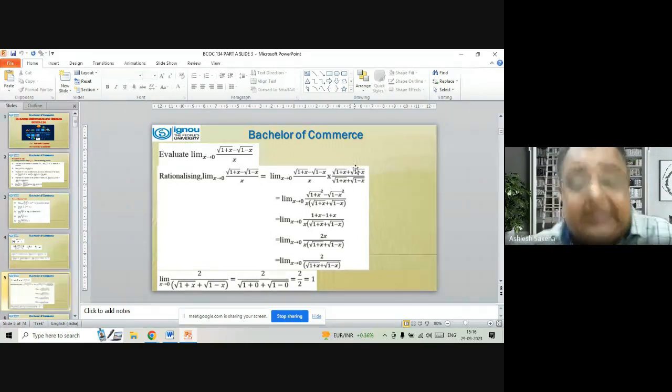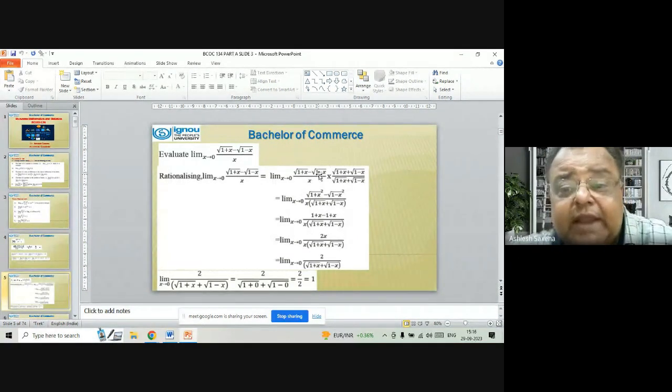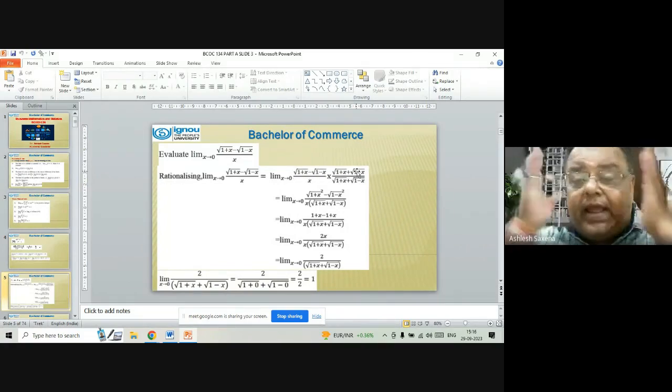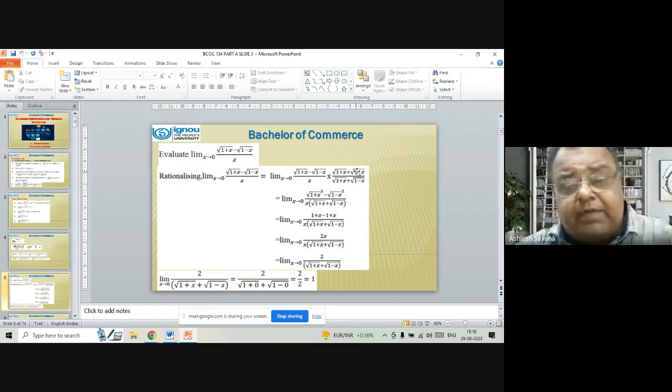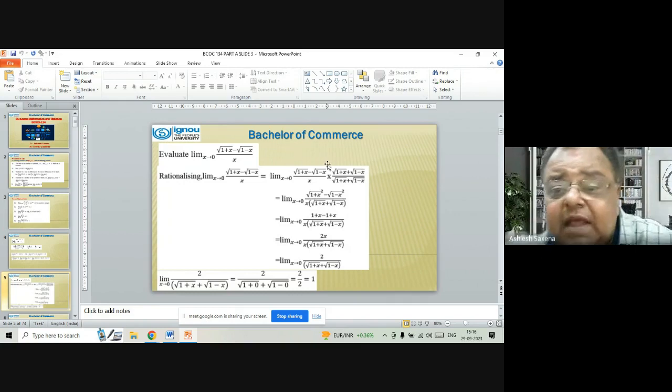But algebraically, in the numerator, it is a minus b into a plus b. A minus b into a plus b is equal to a squared minus b squared. That means I will be squaring this minus squaring this. So by square, this under root will be removed.